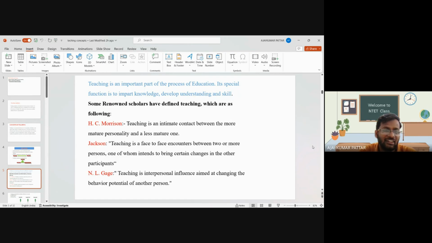Next, another scholar, Jackson. According to him, teaching is a face-to-face encounter between two or more persons, one of whom intends to bring certain changes in the other participant. All of the definitions are giving the same knowledge or information, but they have defined it in different ways.